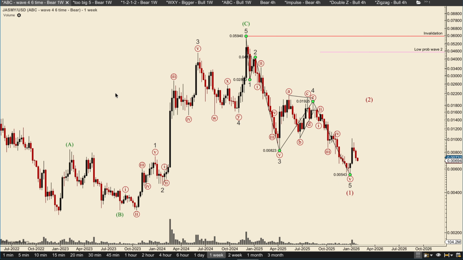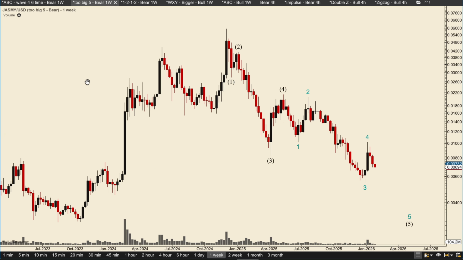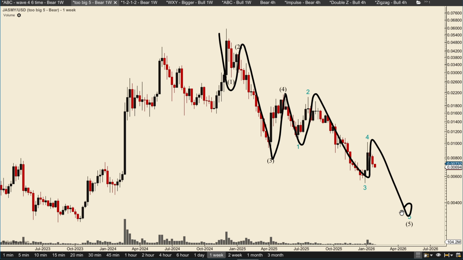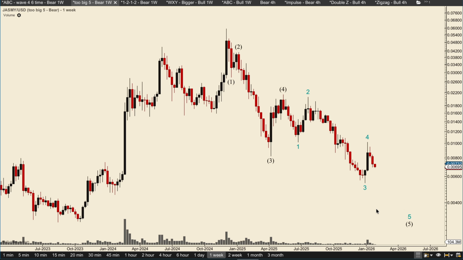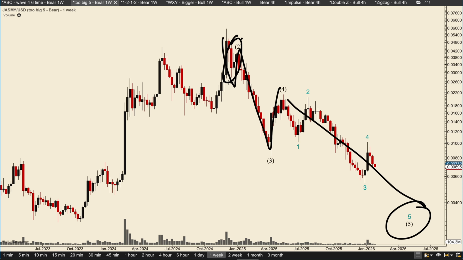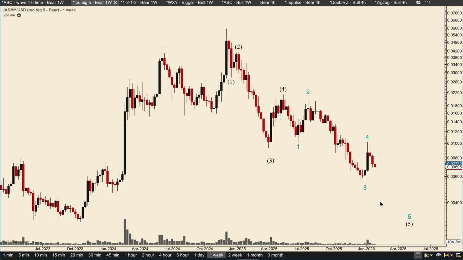the highest probability. So if we count it like this instead, so 1, 2, 3, 4, 1, 2, 3, 4, 5 to a 5 here, you can see the proportions here for wave 2, 1, 2, 3, 4, then you have this extended wave 5, it's extremely extended, which is not really what you want to have, because you want to have proportions that fit. So this doesn't really have the highest probability either, counting it like that.